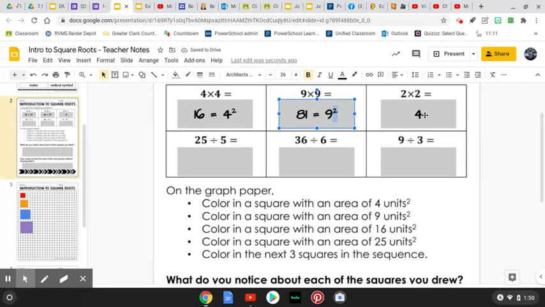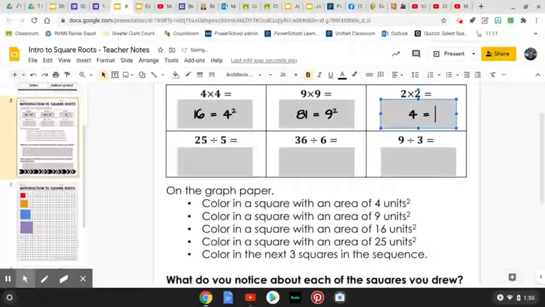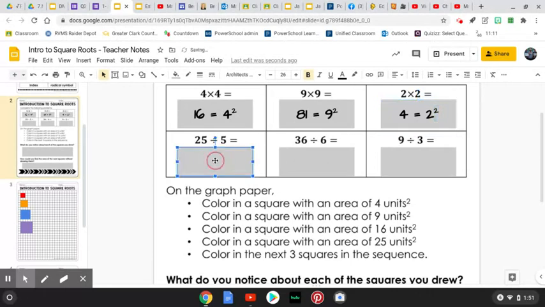So 2 times 2 is 4, which is also the same as 2 squared. I'm going to make this superscript, Control, period, and it changed it. But these are those reversed. So 25 divided by 5 equals 5. But if you can see, those are fact families. 5 times 5 is 25. So that would mean 5 squared is 25.